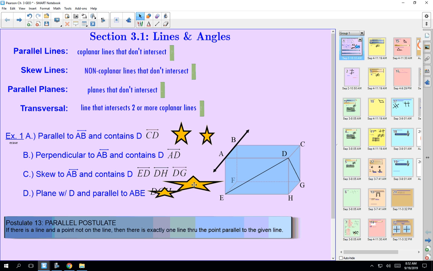And then the last one on here is a plane with D in it and parallel to ABE. So yeah, DCH would work, or DGH, any 3 letters that you want to use to name this plane right over here on this side that's parallel to this plane over here. So 3 letters name the plane. So it's like the side walls here that we have in the classroom.